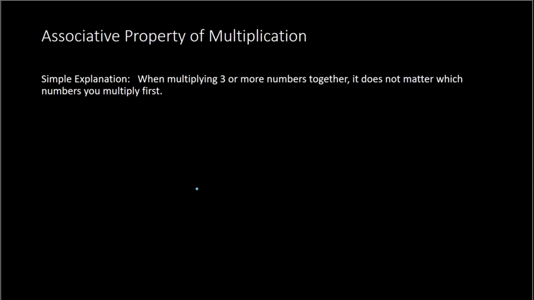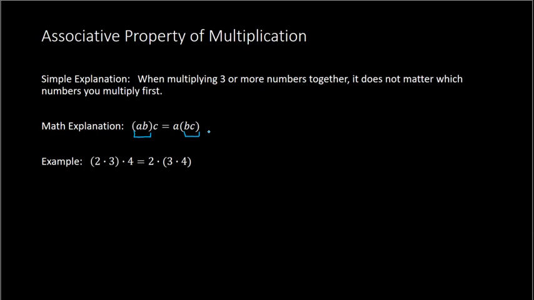And same thing for multiplication. When you're multiplying 3 or more numbers, it does not matter which numbers we multiply first, and to do that we kind of group together the different numbers. So using letters and math notation, we would say if we have A times B times C, it doesn't matter if we put A and B first and multiply those together first, or if we group together the B and C and multiply those together first.